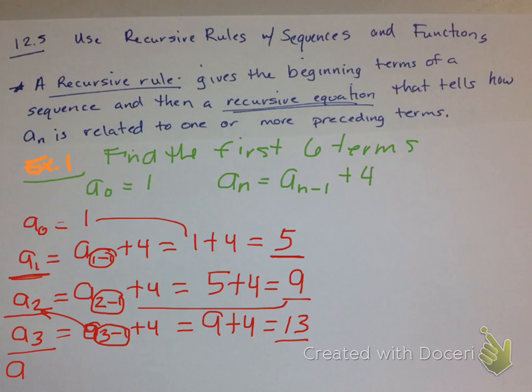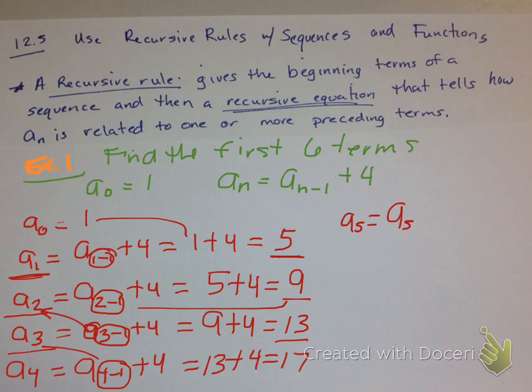So my a sub 4 is 4 minus 1 plus 4. Well, what's 4 minus 1? 3. So who's my a sub 3? 13. 13 plus 4, which is 17. And then over here I'm going to do the last one. A sub 5 equals a 5 minus 1 plus 4, which is really 17 plus 4, which is 21.